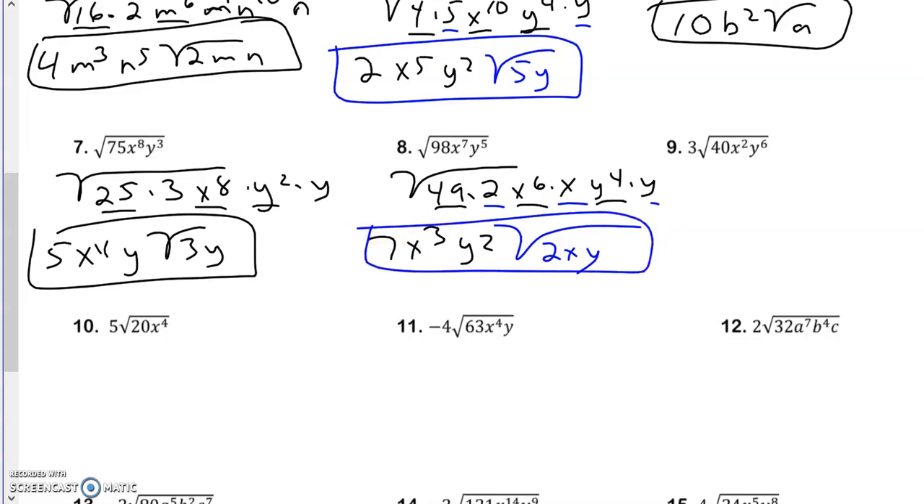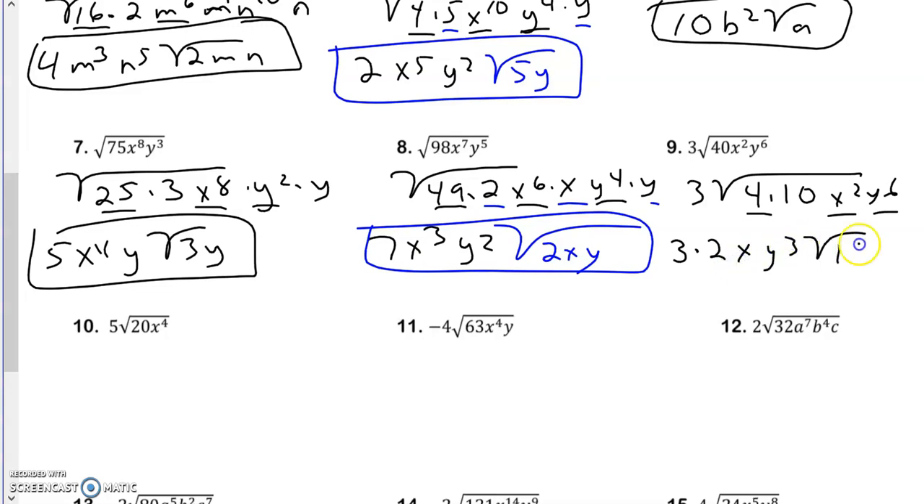Taking a look at the next one. This 3 is the whole number. I'm just going to bring it down. Got to find the biggest perfect square, and I notice it's 4 and 10, x to the 2nd, y to the 6th. Underline the things that are perfect. The square root of 4 is 2, so it's going to be 3 times 2. 2 divided by 2 is x. 6 divided by 2 is 3, square root of 10. Then I multiply that, and I get 6xy to the 3rd square root of 10.